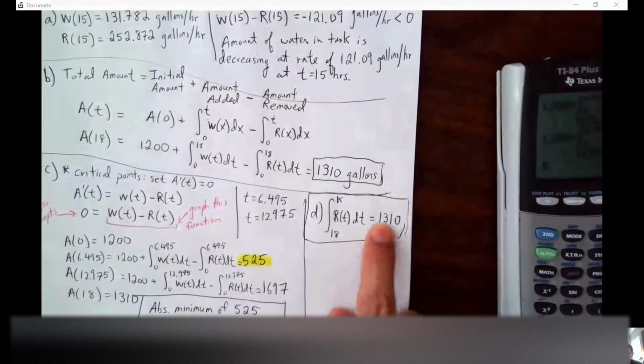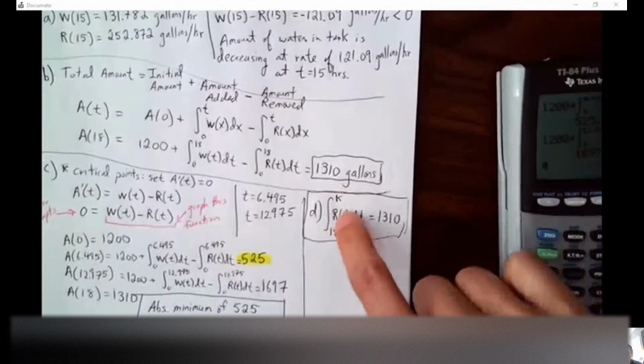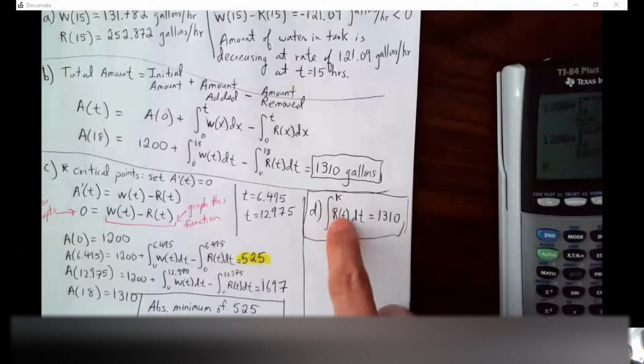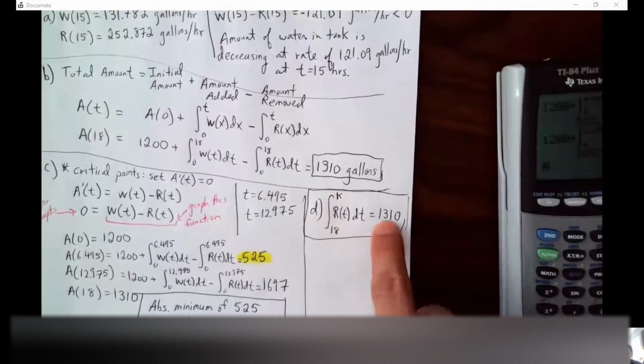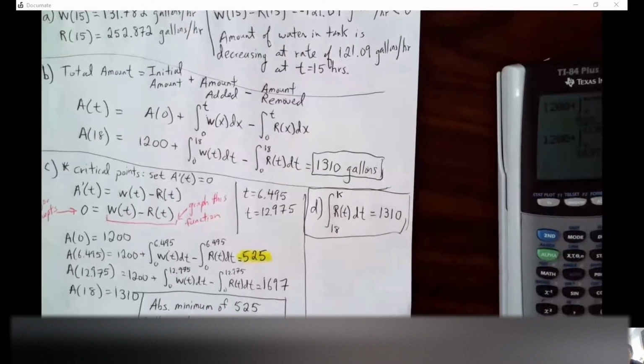We know that there's 1,310 gallons for us to accomplish, so once we can figure out that K value that will make this expression equal to 1310, we know that's how long it's going to take for the tank to work its way down to become empty.